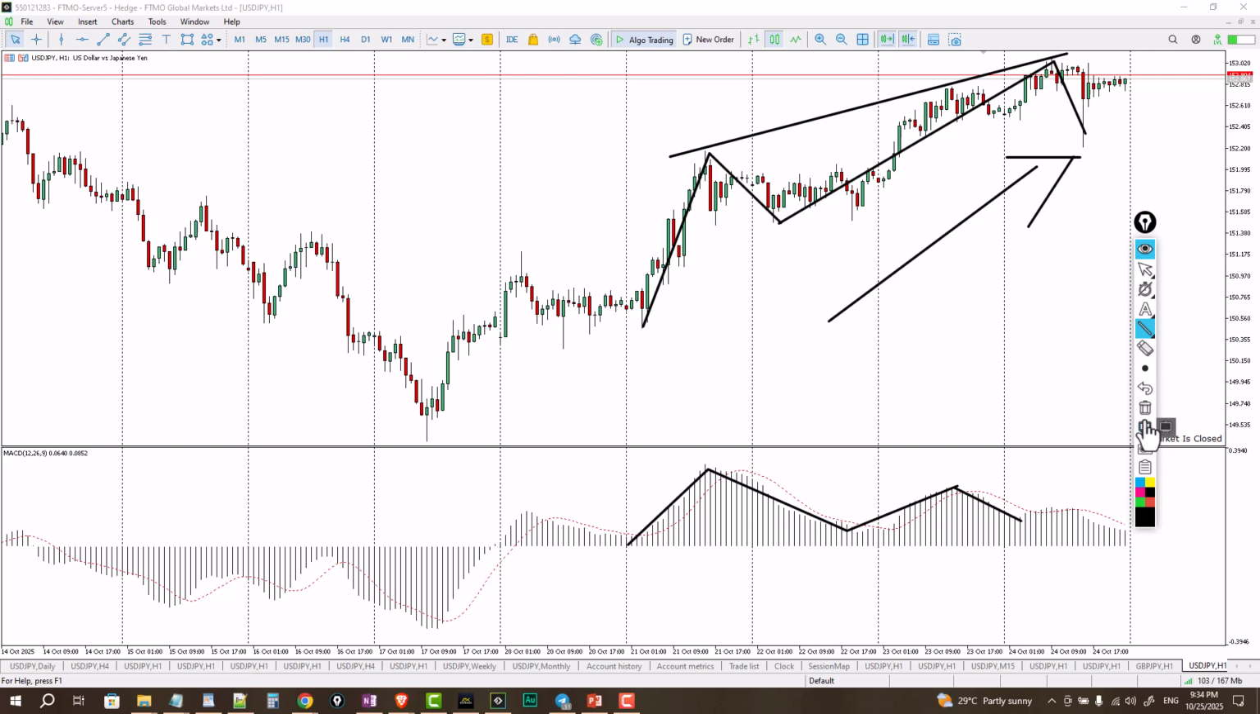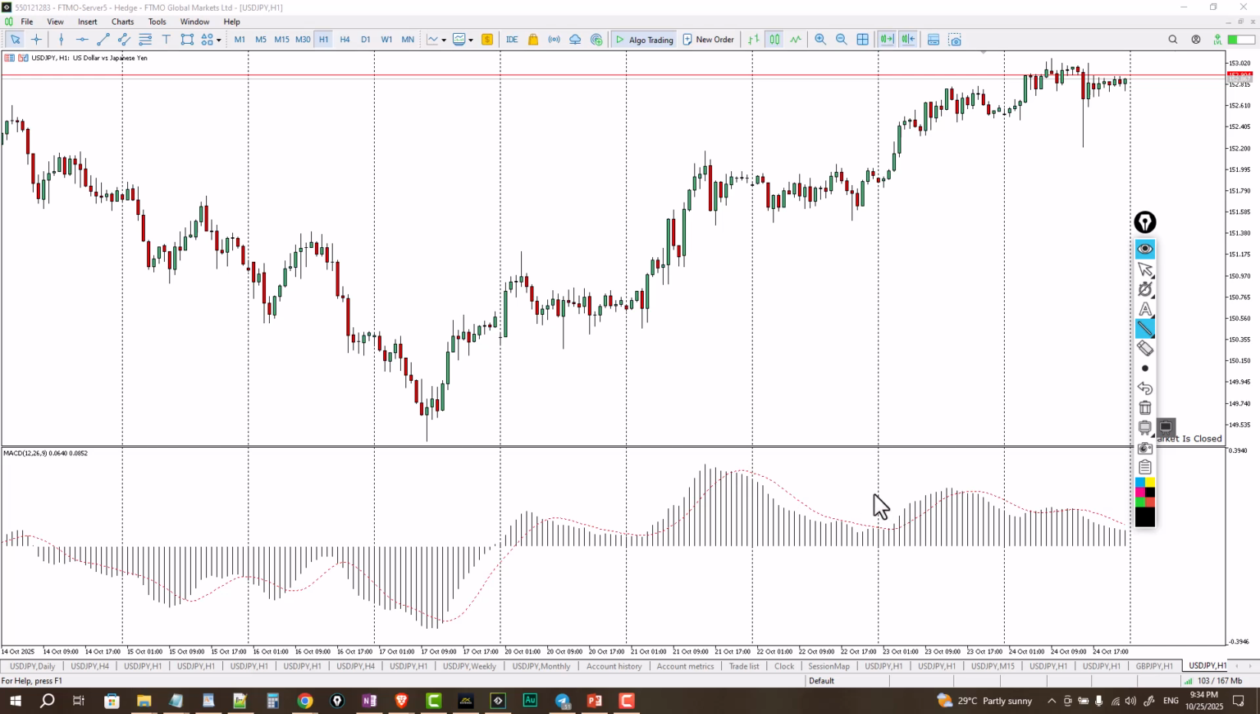So if I was to trade this based on the way I use the MACD indicator, first of all, one condition has been met, which is that price is forming higher highs and higher lows.